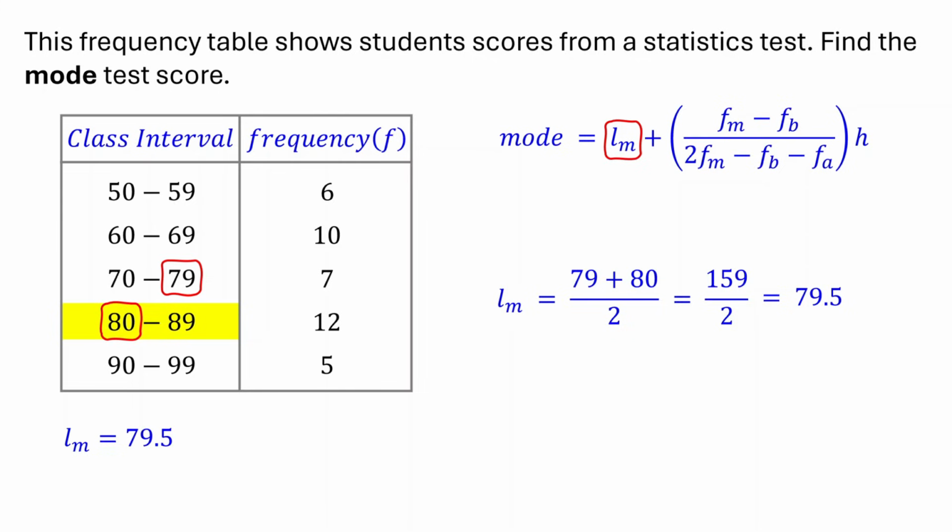By the way, if there is no gap between classes, meaning the upper limit of the previous class equals the lower limit of the modal class, you can simply use the lower limit of the modal class as the boundary.